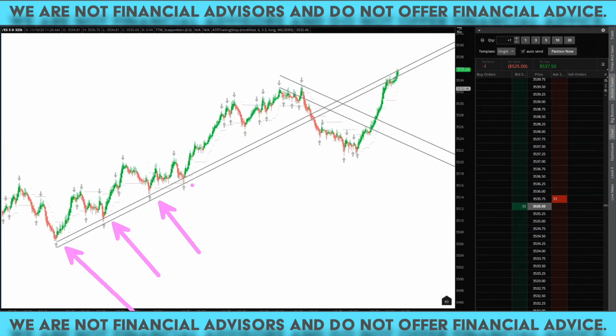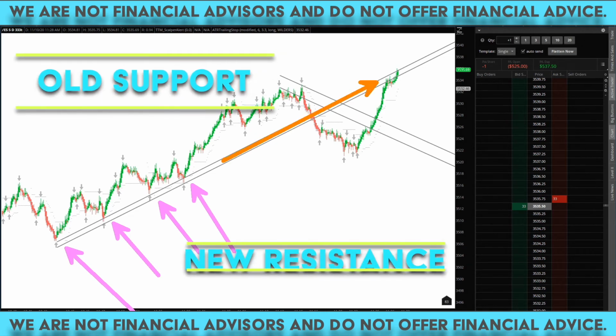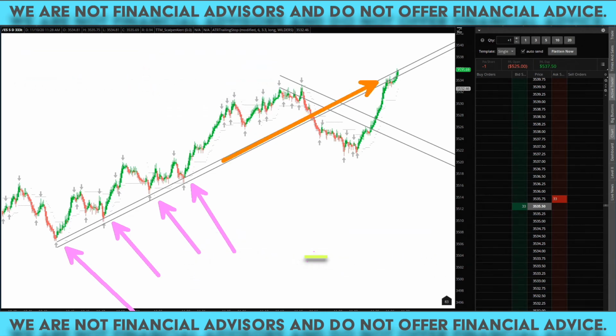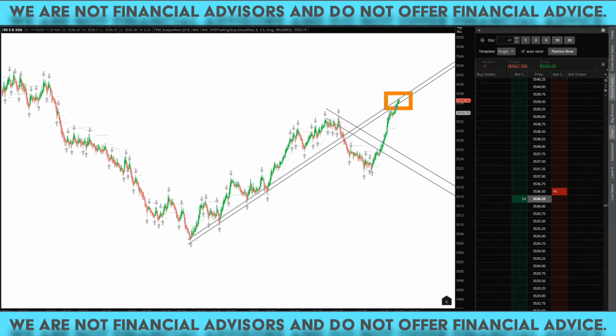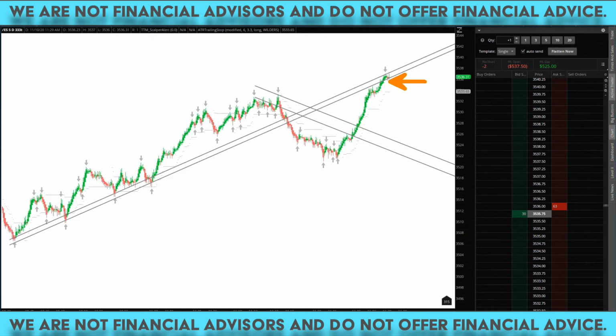Now, the good news is I have this old support level, which, say it with me, old support becomes new resistance. So let's see what happens. If price holds right here, I'm going to enter into the trade to the downside to add to my already losing trade, dollar cost average, and see if I can make some of that back up. So I got into the trade again.